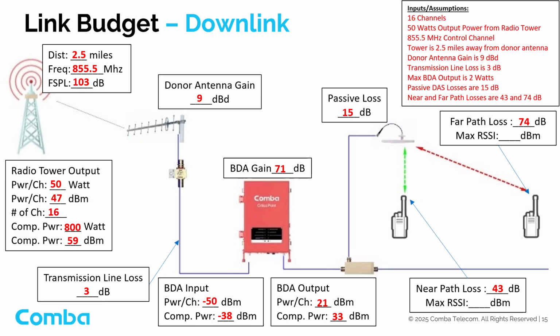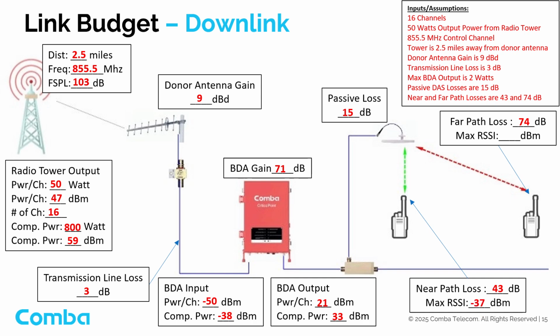To calculate the near radio received signal power, we use the formula. The near radio received signal power is equal to the BDA output power per channel minus the passive DAS loss minus the near path loss, which gives us 21 dBm minus 15 dB minus 43 dB equals negative 37 dBm.